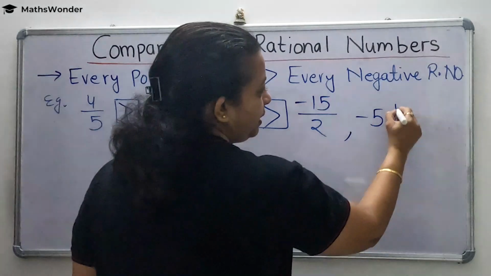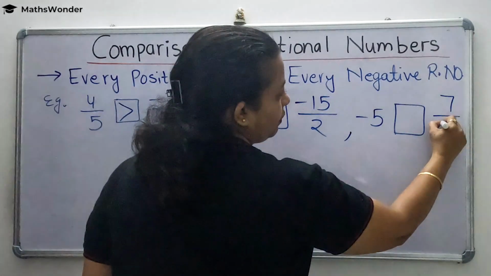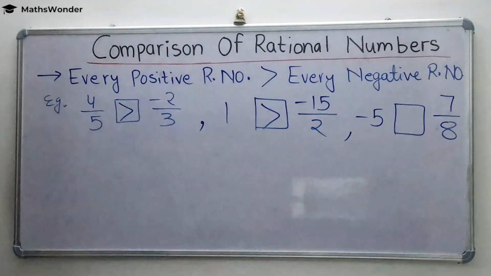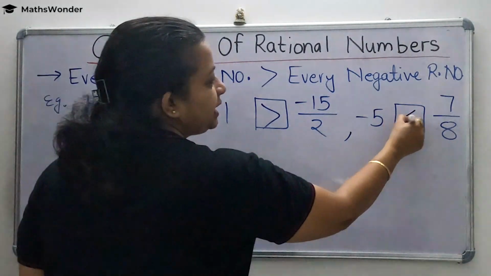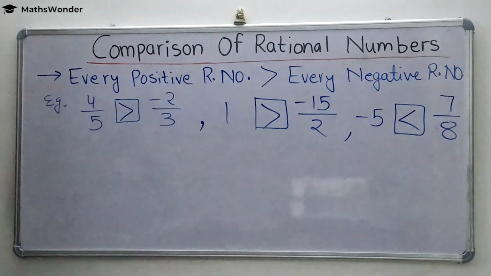The next example, negative 5 and 7 over 8. See, one is negative, the other is positive. So definitely the positive is greater than the negative.